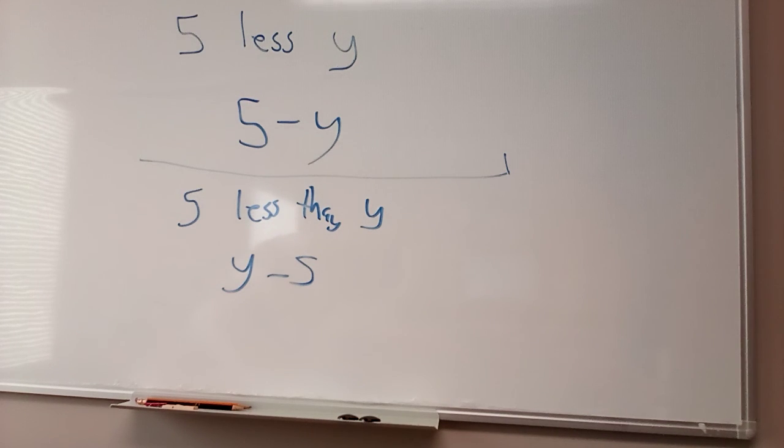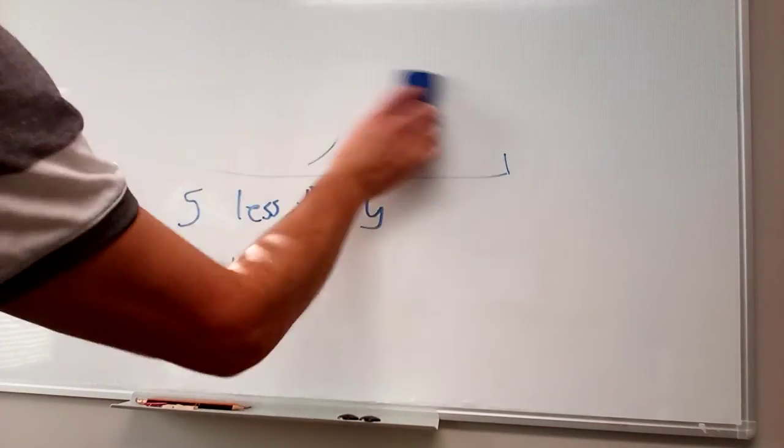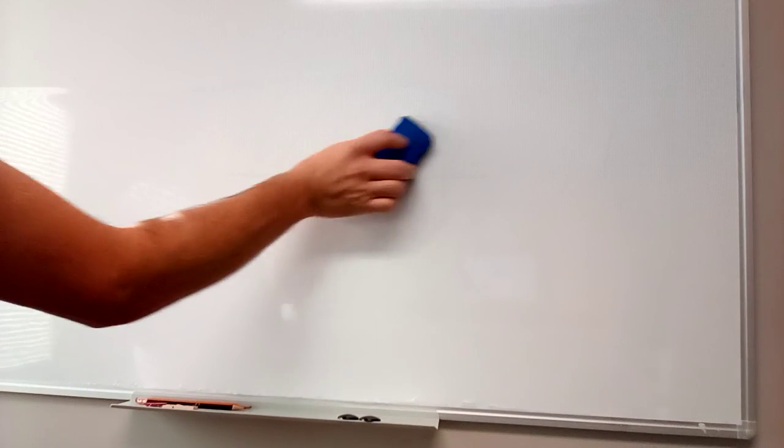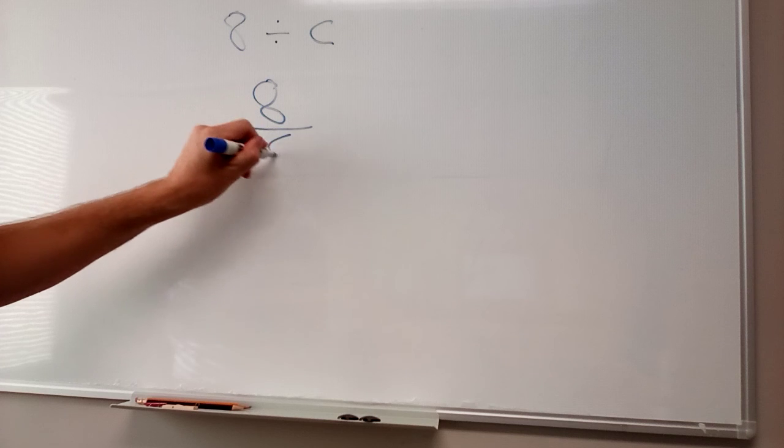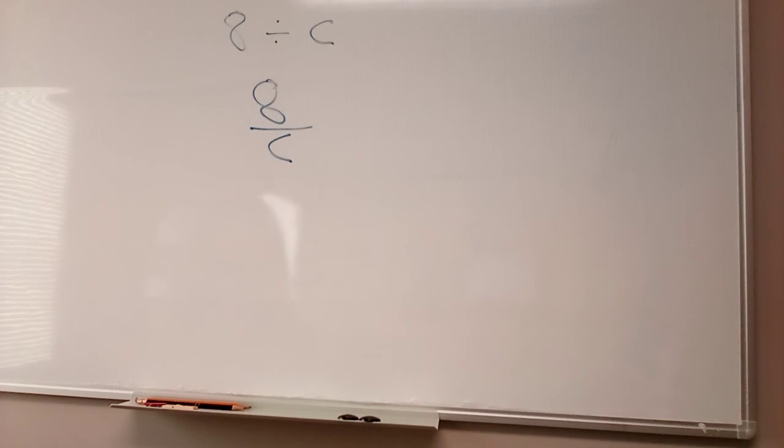Sometimes you'll hear things about division. And when you do division, you can write them as a fraction bar, or you can write them with the division sign. So if I want 8 divided by C, I could write it that way, or I could write 8 over C, because that's also 8 divided by C.